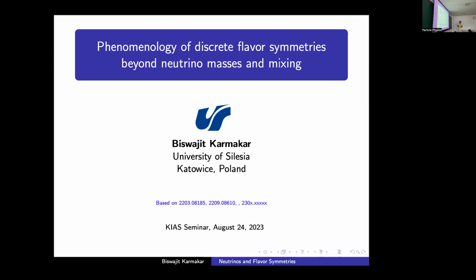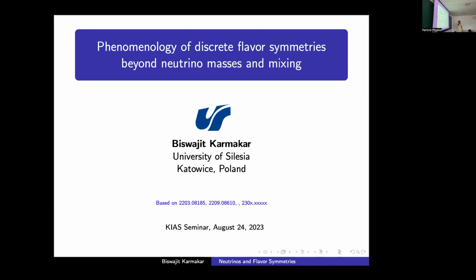If you also demand some residual symmetry, people have found that the smallest group which can lead to correct neutrino mixing comes from these series groups, Δ(6n²), where n is 8, which can lead to correct neutrino mixing.